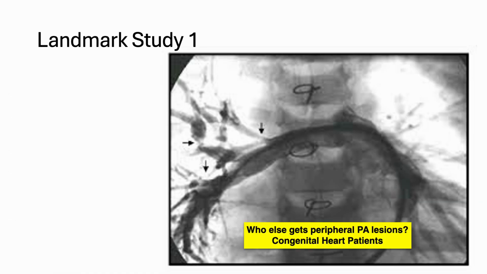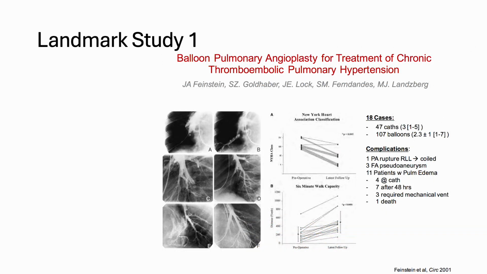So the first landmark study that we're going to talk about is this study here. And this came from Boston Children's Hospital, because who else gets peripheral pulmonary arterial lesions? Turns out that congenital heart patients are vulnerable to this. And so this was done from Jonathan Feinstein with Mike Landsberg and their group. And these were really the first reported balloon pulmonary angioplasty treatments for chronic thromboembolic pulmonary hypertension.